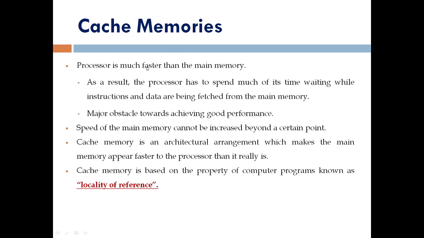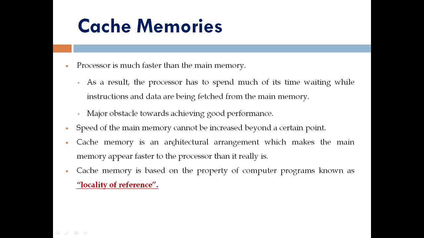As we know, the processor is much faster than the main memory. As a result, the processor has to spend much of its time waiting while instructions and data are being fetched from the main memory. So, a major obstacle towards achieving good performance is the memory access time of the main memory. The processor will take much time to access the data from the main memory, and it will keep on waiting for the instructions and data, so that will decrease the overall performance of a processor. The speed of the main memory cannot be increased beyond a certain point.